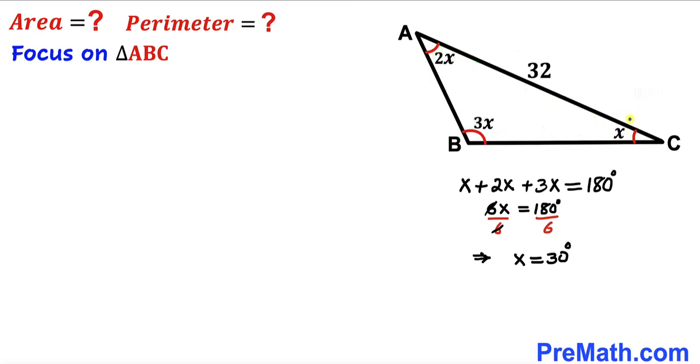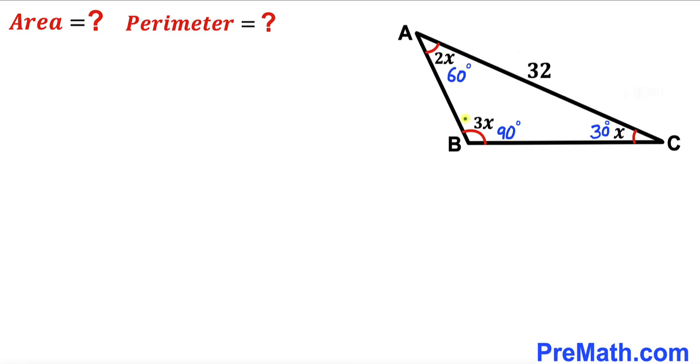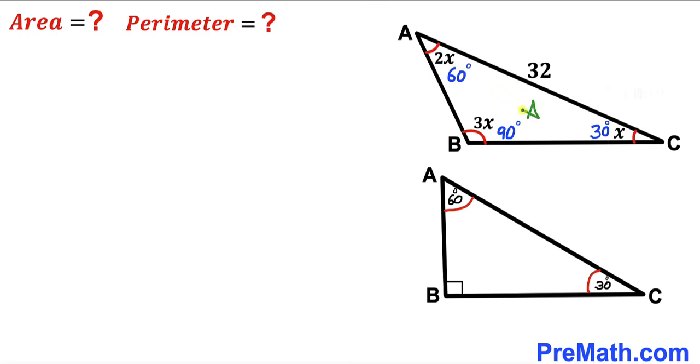So this x angle turns out to be 30 degrees. This angle 2 times x is going to be 60 degrees. And finally 3 times x is going to give us 90 degrees. Now let's make an observation. We can see that this angle is 90 degrees, so this must be a right triangle. So we have modified this triangle as this right triangle ABC, where this angle is 30 degrees, this angle is 60 degrees, and this is our 90 degree angle.